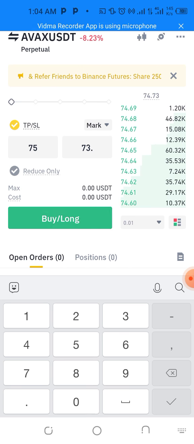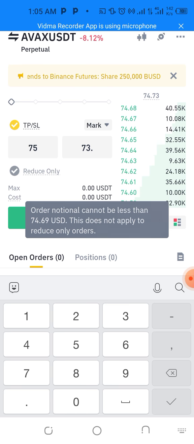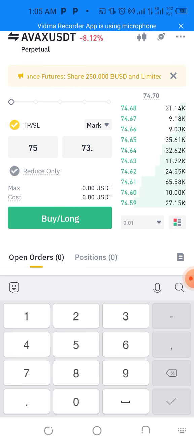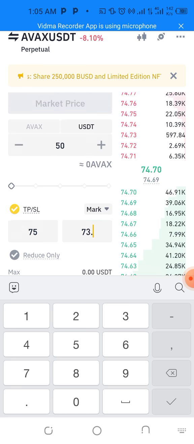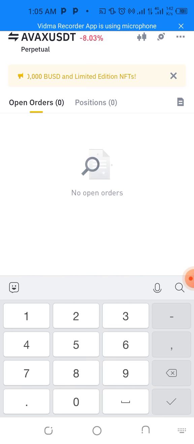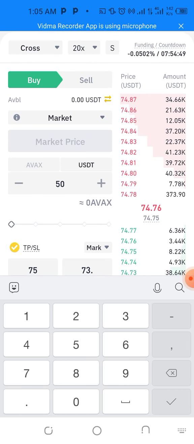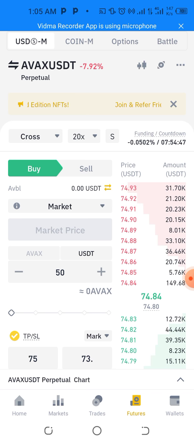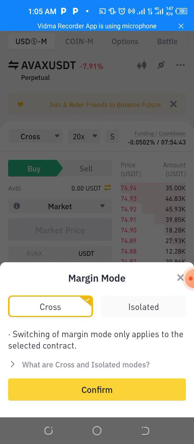So you just buy. Just click on buy. Because I don't have any USDT here, it cannot go. All right. So this is how you trade on futures. And then you can also choose whether you want to do cross margin or isolated margin.